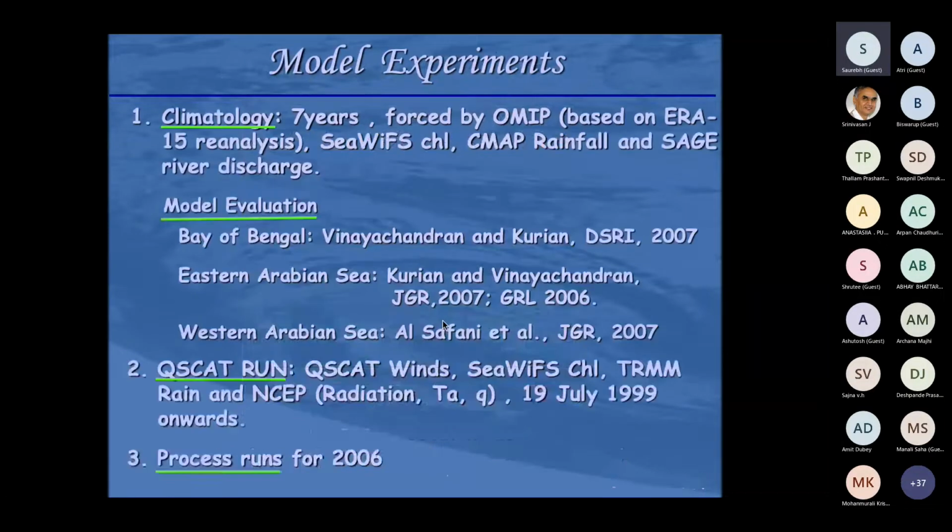The first step is that we use an ocean general circulation model. It is the same model which I showed you before, and it was forced by atmospheric forcing, that is the ERA-15 reanalysis. We also used CMAP rainfall and SAGE river discharge. It also had a chlorophyll scattering scheme. And then we used winds from QSCAT, and we did process transfer for 2006.